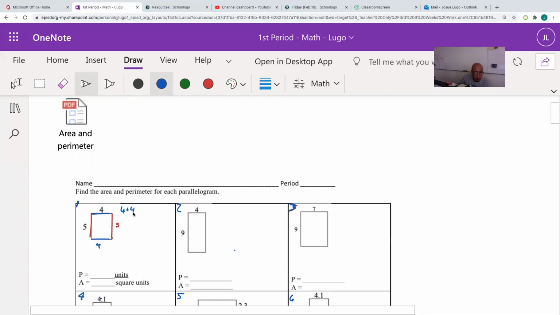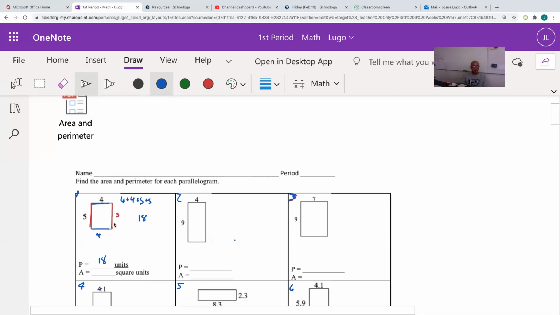4 plus 4 plus 5 plus 5, right? So 4 plus 4 is 8, plus 5 is 13, plus 5 is 18. So the perimeter is going to be 18 units. And units just because it doesn't give us any units, so I'm just going to put units. Your answer would be 18. So again, perimeter is just the outside.